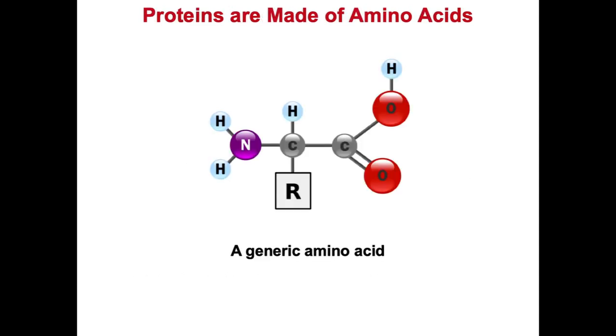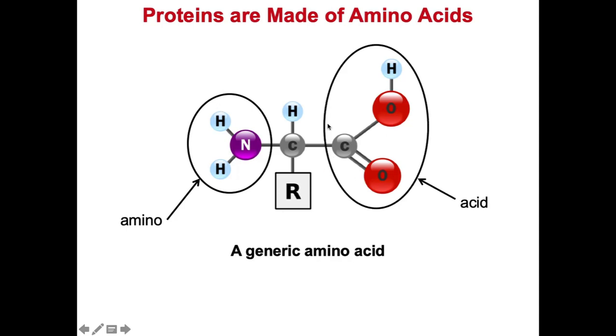So what are proteins made of? Well, proteins are made of molecules called amino acids. And here in the diagram we can see a generic amino acid. On the left here we can see the amino group, that's the NH2. And on the right there is a carboxylic acid, hence the name amino acid.